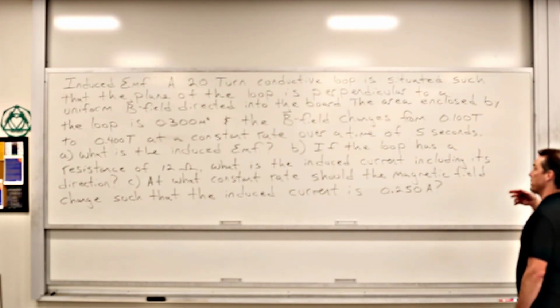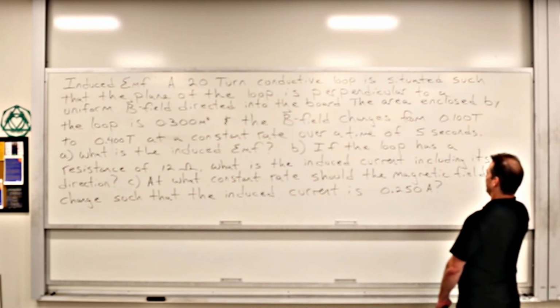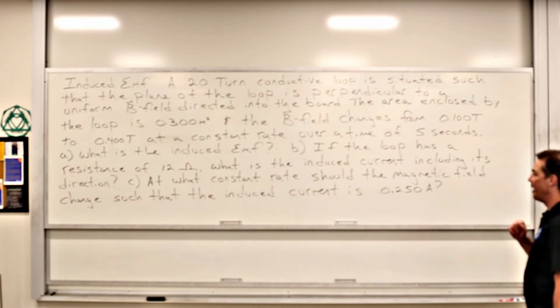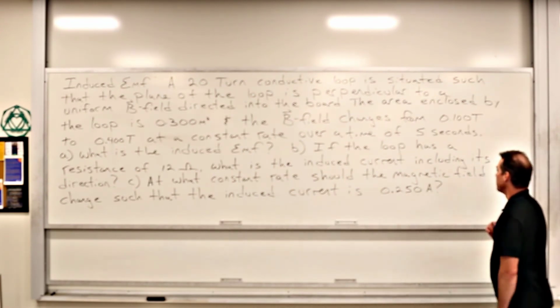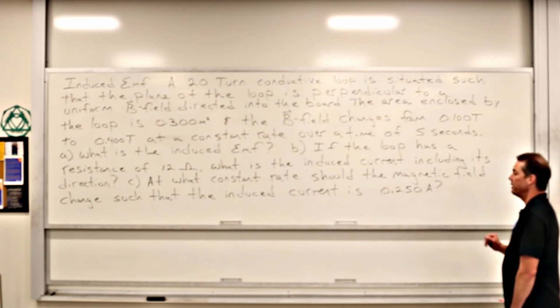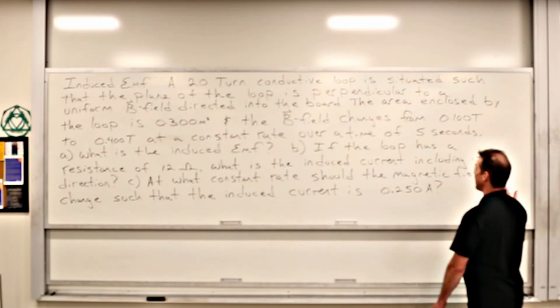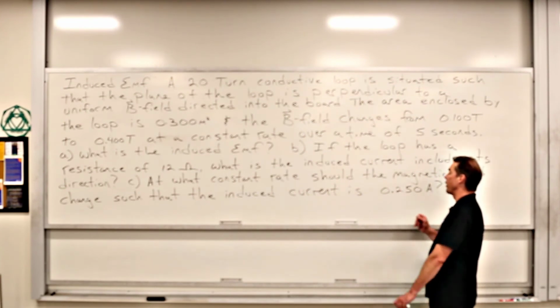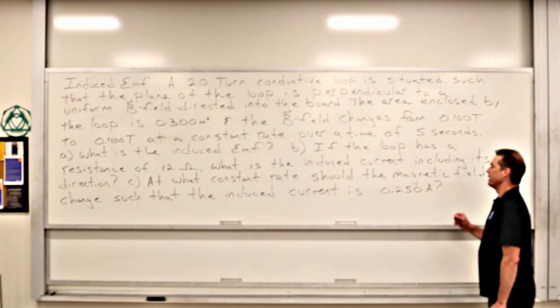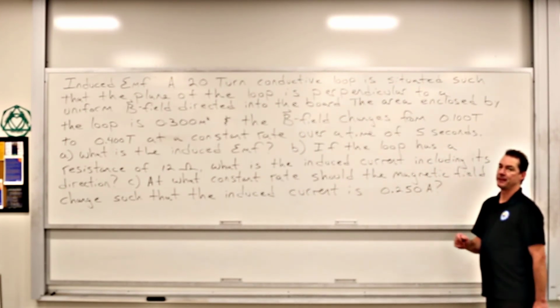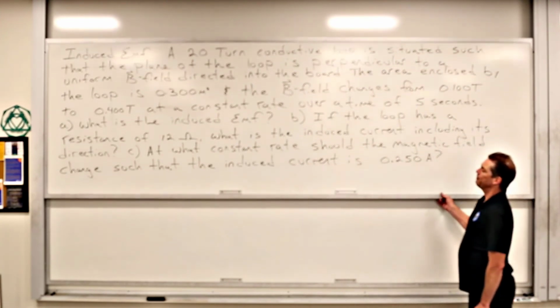And then we go on and ask, if the loop has a resistance of 12 ohms, what is the induced current including its direction? And then what constant rate should the magnetic field change such that the induced current is 0.250 amps? So let's just get started with this.